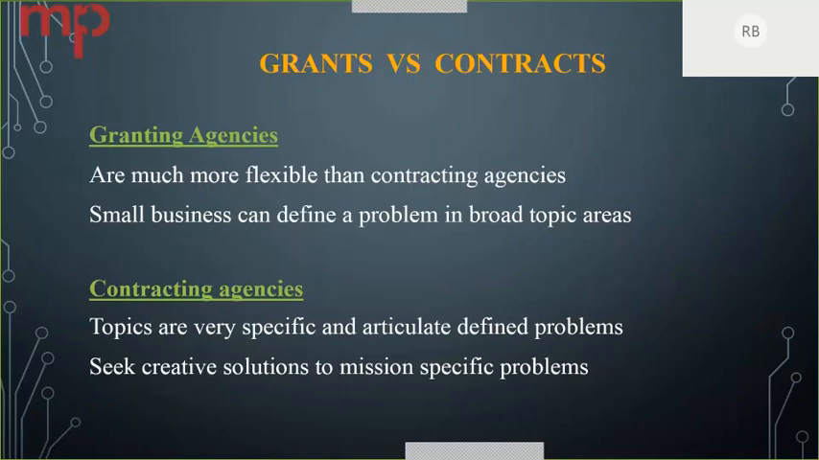Contracting agencies, on the other hand, have topics that are very specific and articulate. They're very specific, articulate, defined problems. The bottom line is that there's no wiggle room in there. They're asking for what they want, and they're trying to make it as clear and specific as possible, because the possibility is that they will contract it from you after you finish with phase 1 or phase 2, either the SBIR or STTR program.